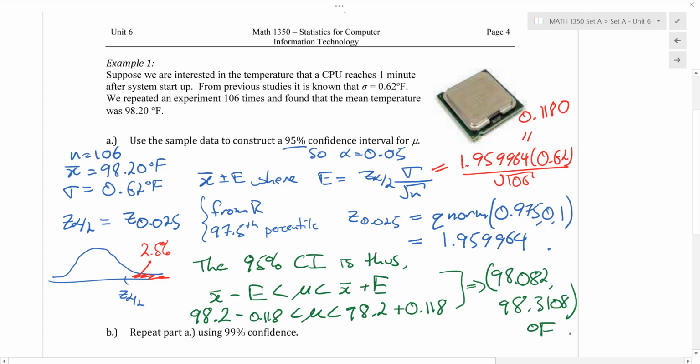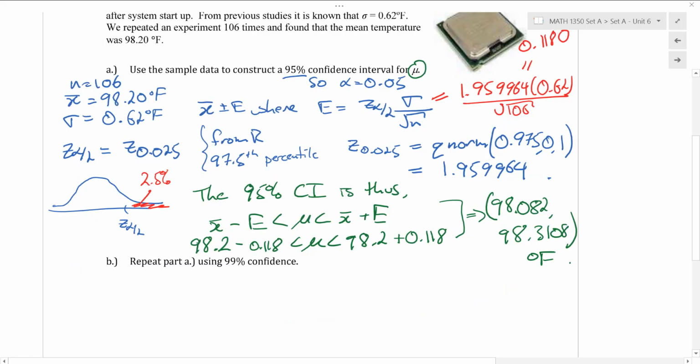That's in degrees Fahrenheit. So we found a range. So this is the 95% confidence interval. We're expecting this range to capture the true mean. So the true mean mu exists. It is somewhere. And we think with 95% confidence that this range that we've established does contain this mu. So that's how we can interpret this result here.